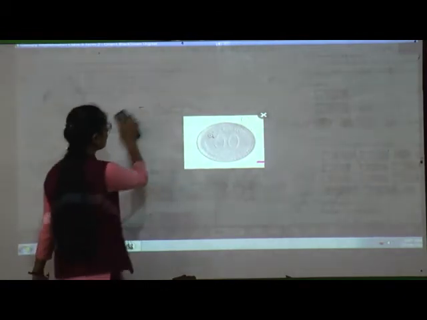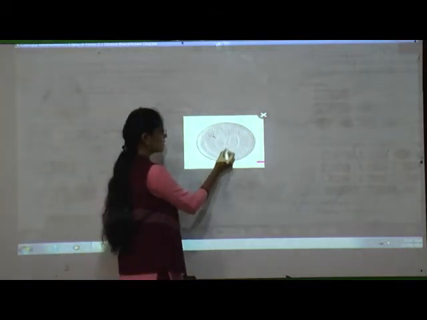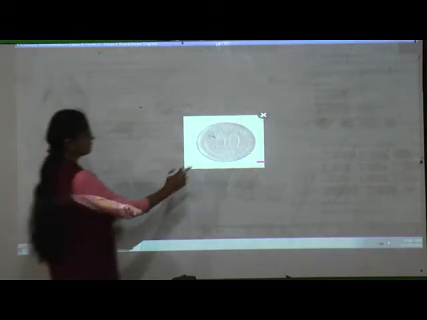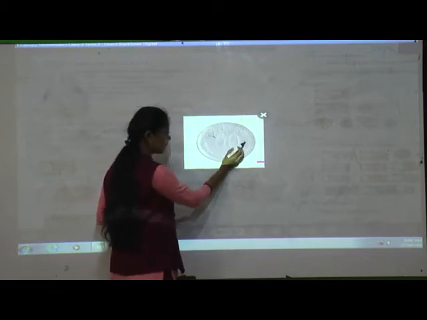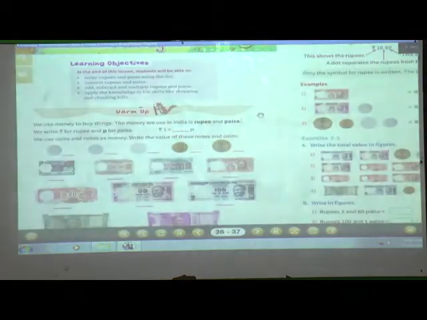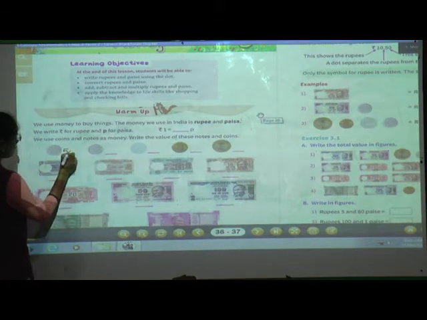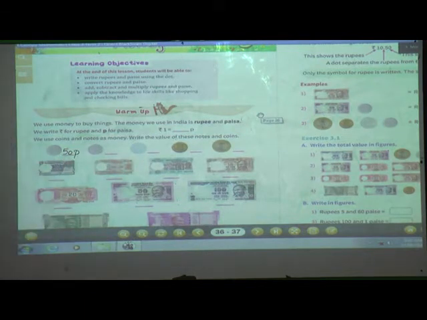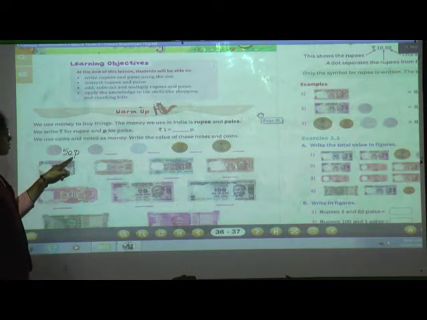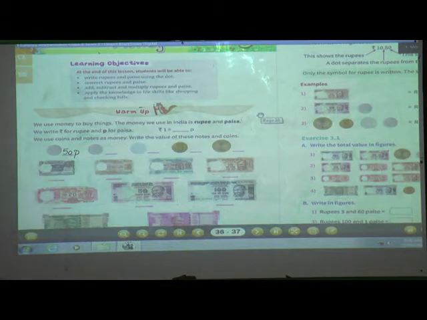Now see here, this is the coin of, yes, 50 paisa. See here, this is a coin and here you can see the number 50. It is a coin of 50 paisa and here also it is written paise. So here we'll write 50 paisa. How will you write 50 paisa? No need to write the full word paisa, you can write 50p because P stands for paisa.